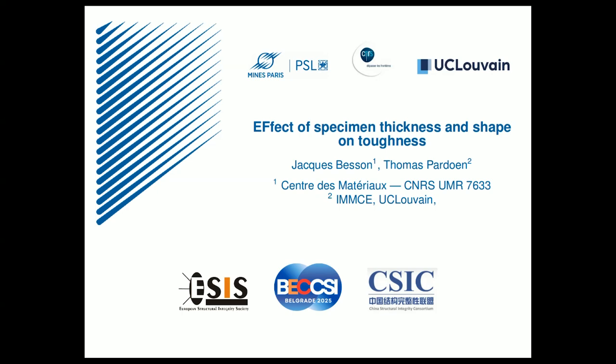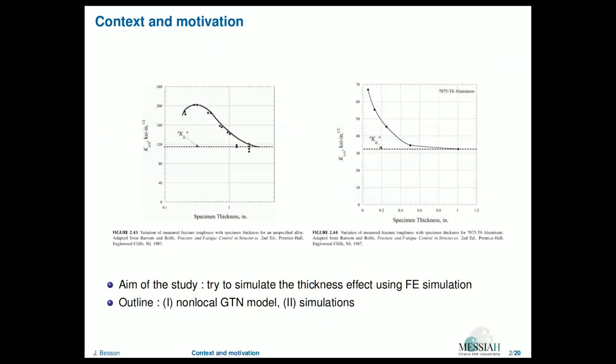Okay, let's start. So this contribution is about the effect of specimen size and thickness and shape, actually, on the measure of toughness. It's a purely numerical work, and that's a work I'm doing together with Thomas Pardoen at UC Louvain. If you're familiar with ductile fracture, you probably know Thomas Pardoen is very well known in the field.